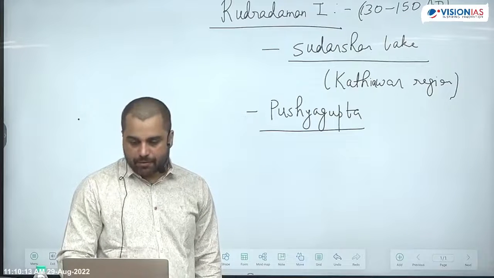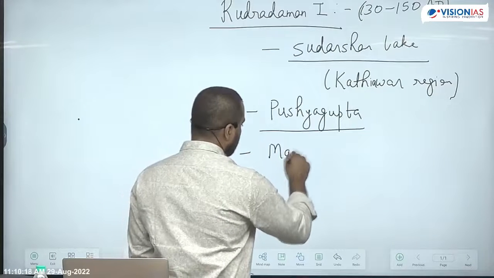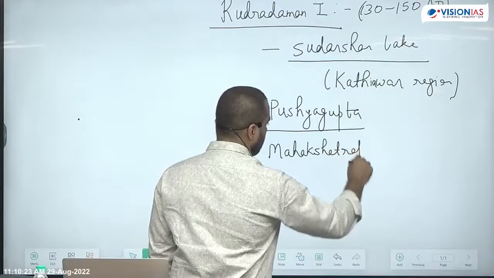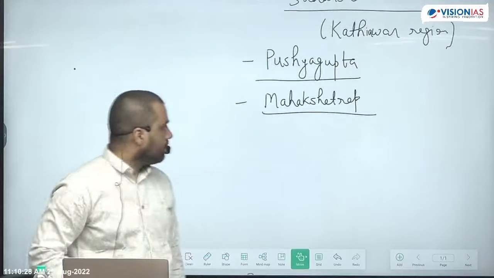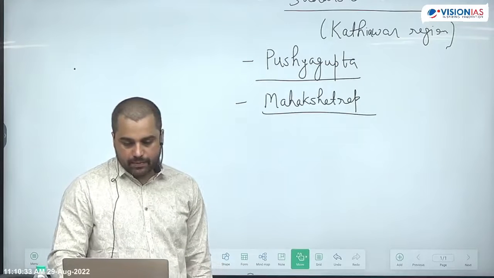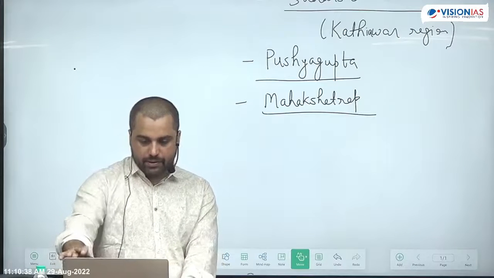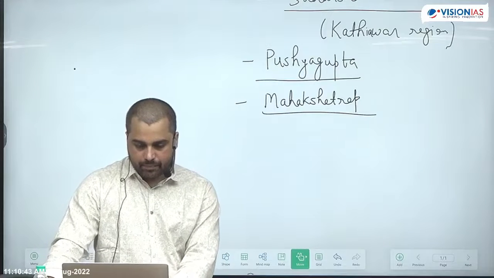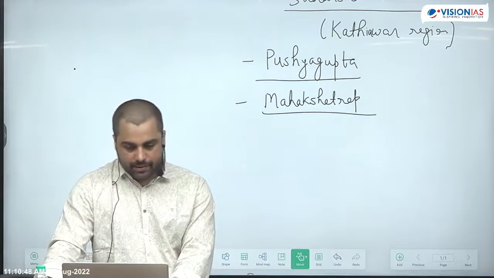Rudradaman took the title of Mahakshatrap after defeating Satvahana kings. He also patronized Sanskrit literature.